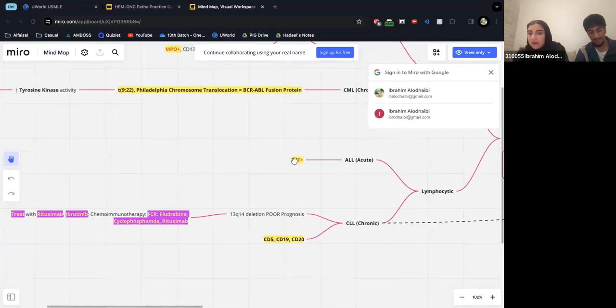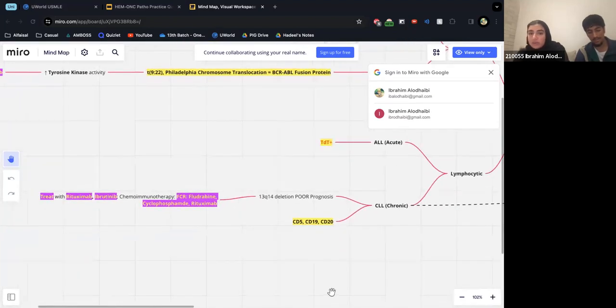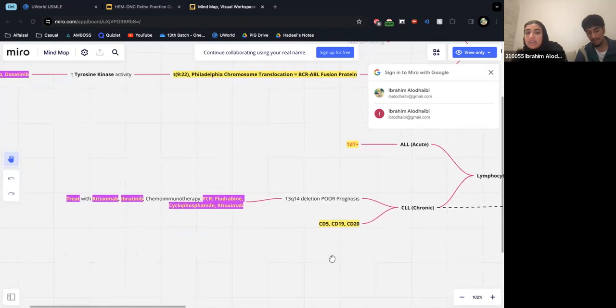But anyway, TDT positive. Then you have your chronic lymphocytic leukemia, which is CD5, 19, and 20 positive.